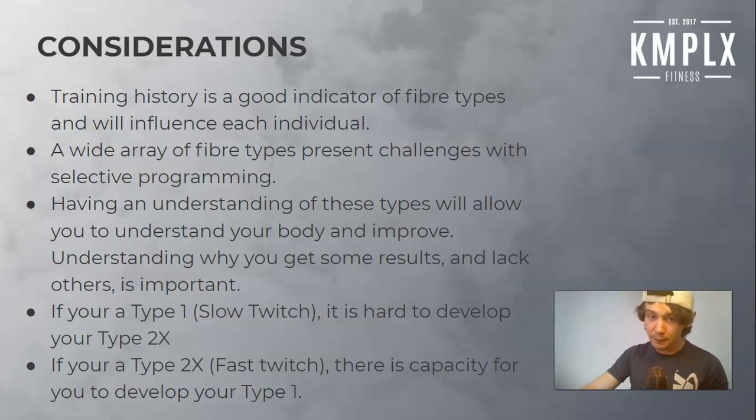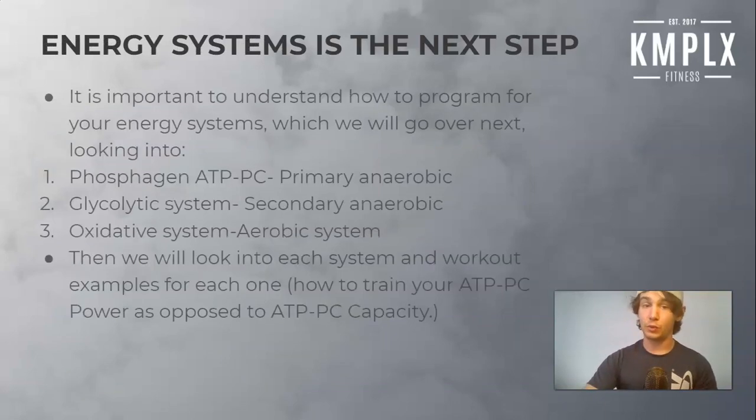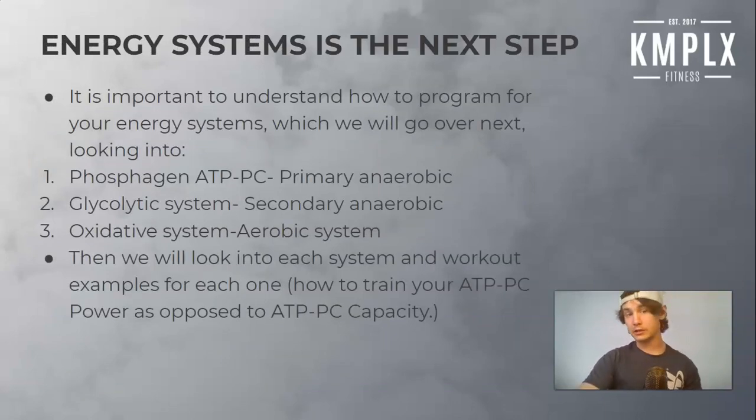So it's important to, I suppose, face facts and understand what's possible for you and what's not. If you're a type 1, a slow twitch, it's quite hard to develop your type 2X, unfortunately. It's not impossible, it's just harder to develop. If you're a natural type 2X, a fast twitch, there is a huge capacity for you to develop your type 1. So energy systems will be the next step. It's important to understand how to program for your energy systems, which we will go over next.